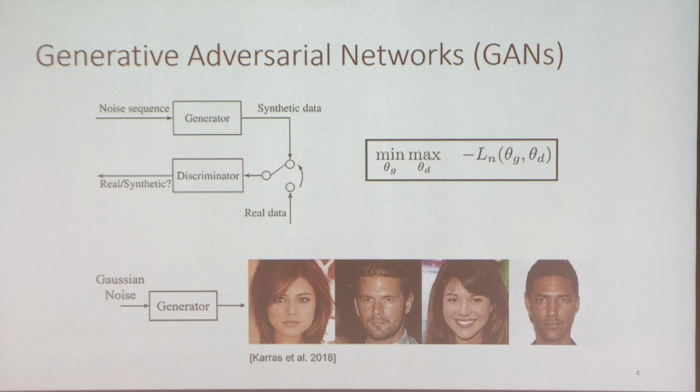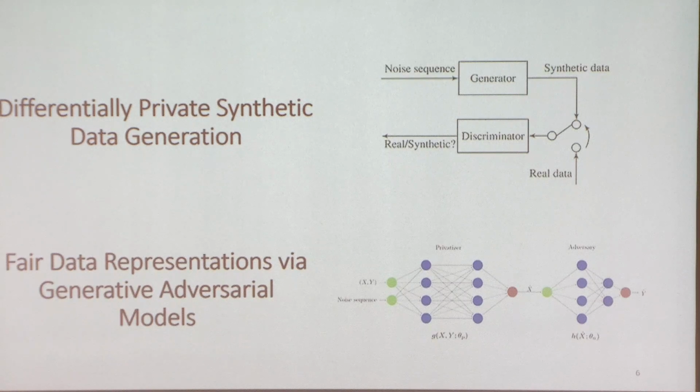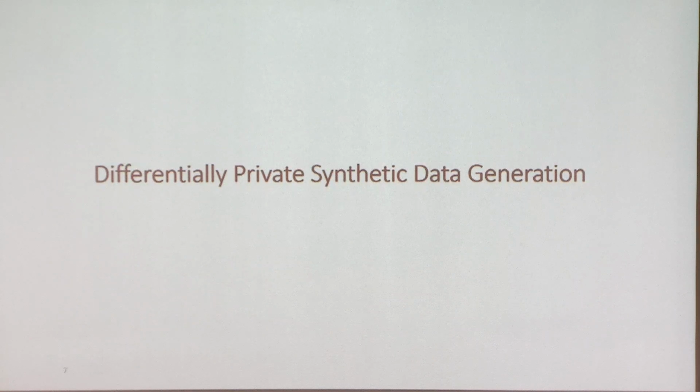All right, so in this talk, we're going to look at 2 things. The first thing is, can we use these GANs to generate differentially private synthetic data? And this is mostly surveying work done by others. And then the other one is, can we use this minimax formulation to learn fairness schemes or decorrelation schemes that would hide a set of sensitive attributes? Okay, so let's start with the first one, which is differentially private synthetic data generation.